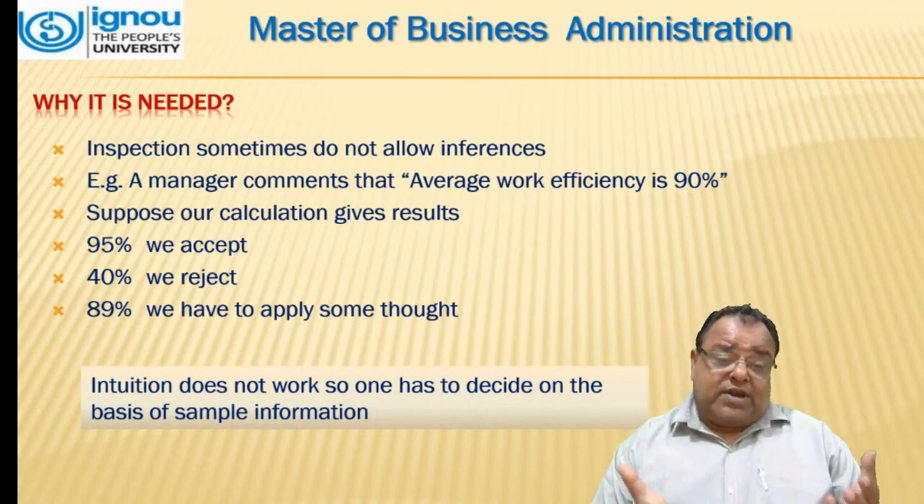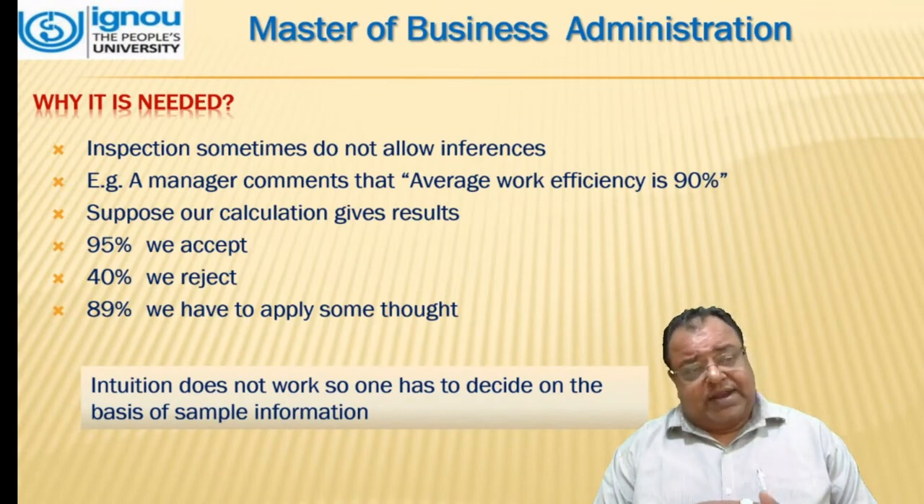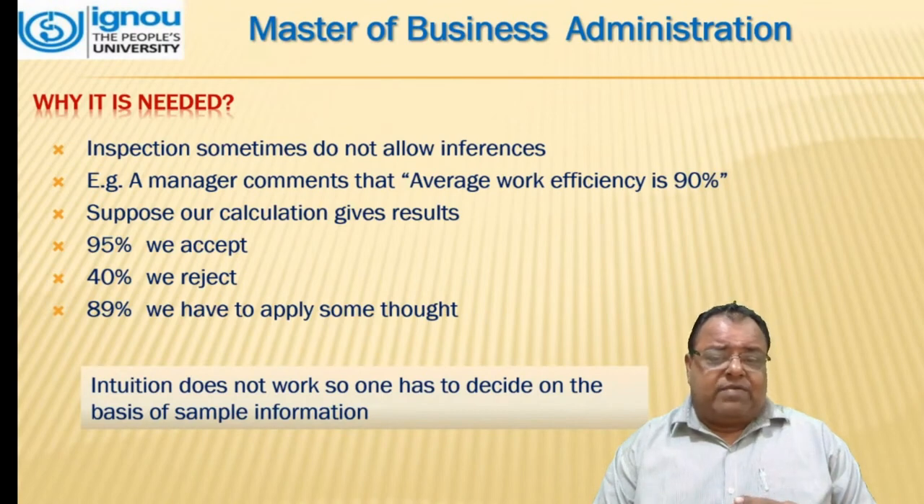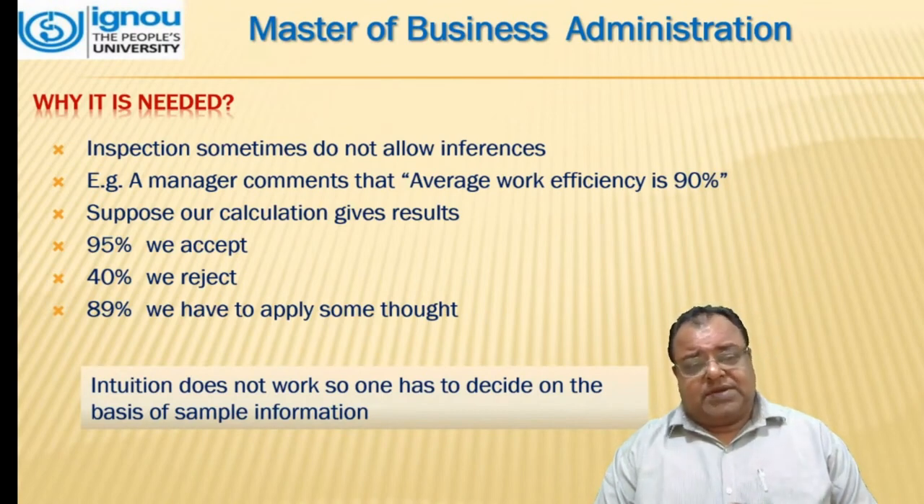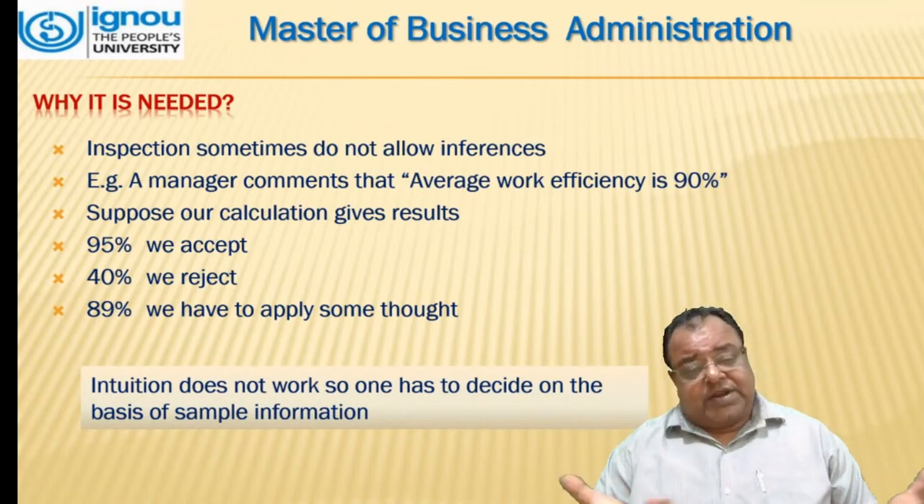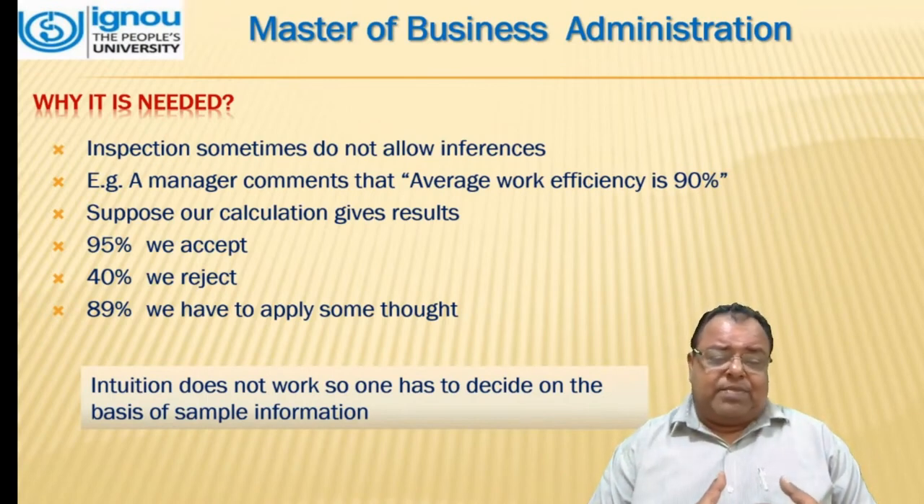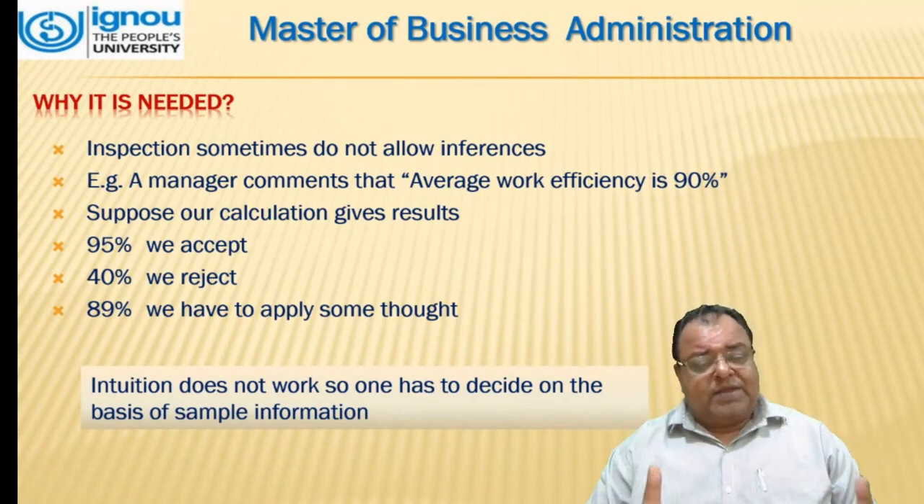Now the question is, what is needed? Inspections sometimes do not allow us to get inferences. For example, a manager comments that average work efficiency is 90%. Suppose our calculation gives a result of 95%, we accept; at 40% we reject; and at 89% we have to apply something. Now, intuition does not work, so one has to decide on the basis of sample information.